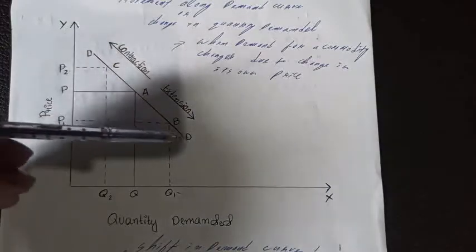But you see, even if price falls or rises, the consumer is moving on the same demand curve, right? From A to B, A to C. So that is why we call this movement along the demand curve. I hope that is clear, right?